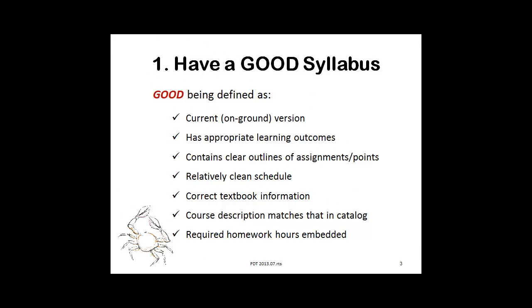The first step is making sure you have a good syllabus, and what we mean by that is make sure you have the correct one. There are quite often older syllabi running around, but you have to make sure that you've gotten the most recent on-ground version of the syllabus. Make sure that the syllabus does have the correct learning outcomes, it has a good outline of what the assignments are, has a relatively clean schedule. Now the schedule will not be complete, but at least it should be laid out for you as to what must be accomplished from week to week.